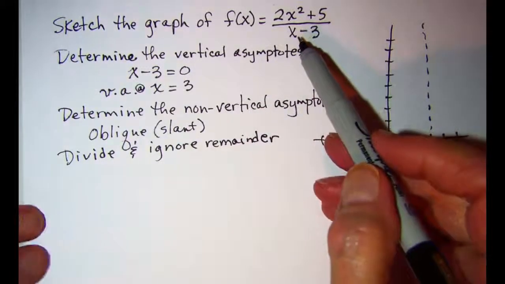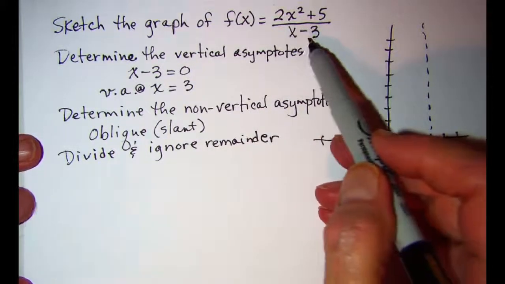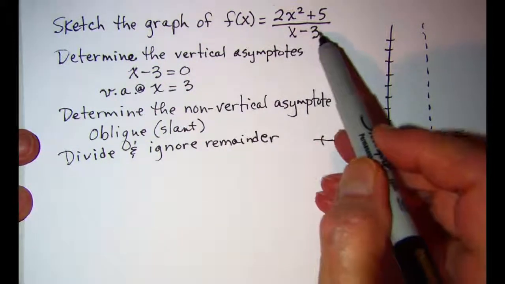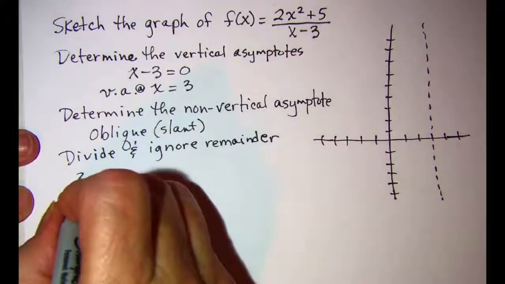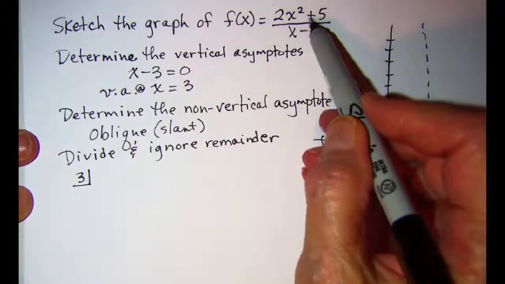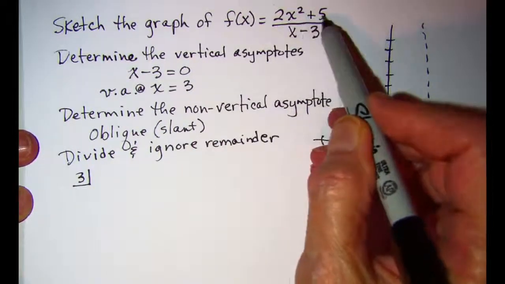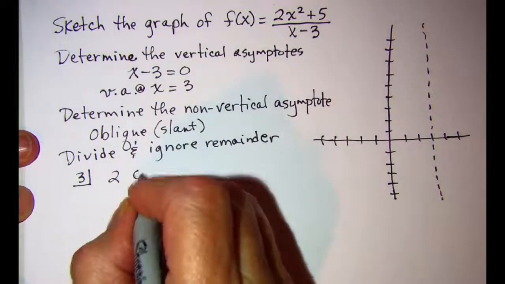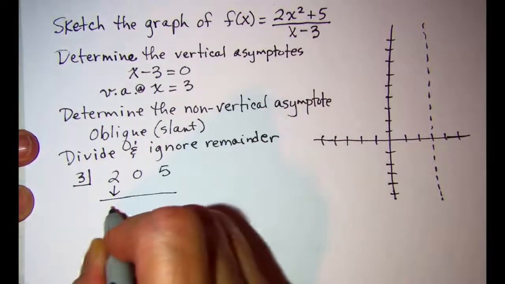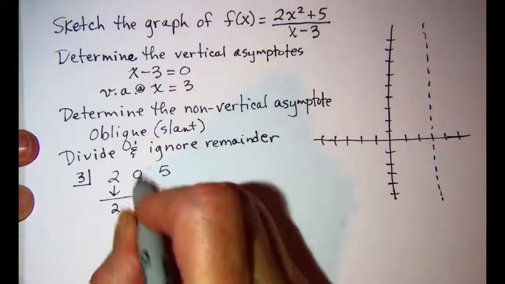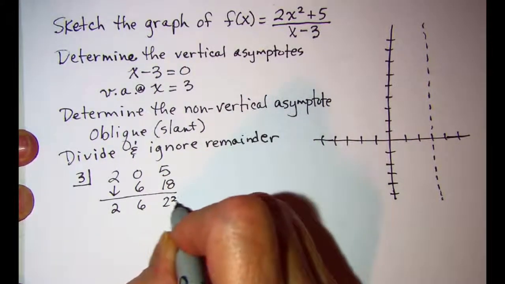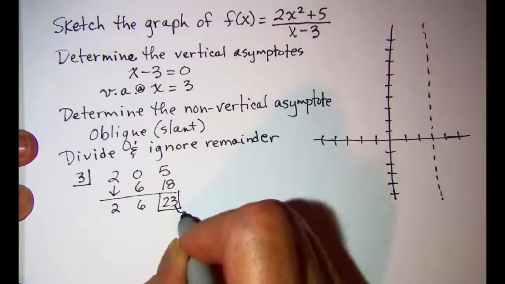Since my denominator is a first degree polynomial, I'm going to use synthetic division. So I need to put a positive 3 in the little box. And then the x term is missing, so I need 2, 0, and 5 for my coefficients. Bring down my first term, so 2, multiply by 3 to get 6, add, multiply, add, and then ignore this remainder.